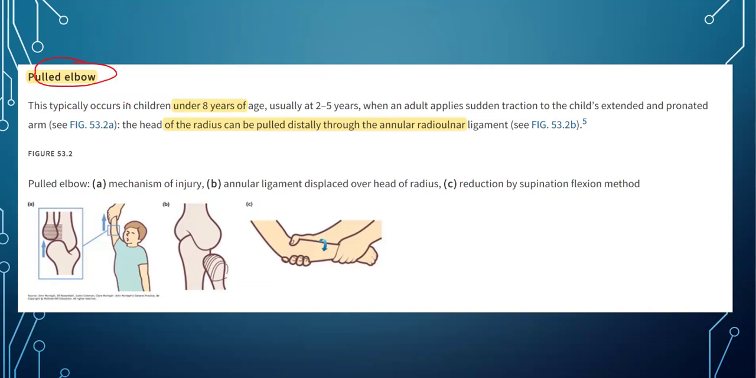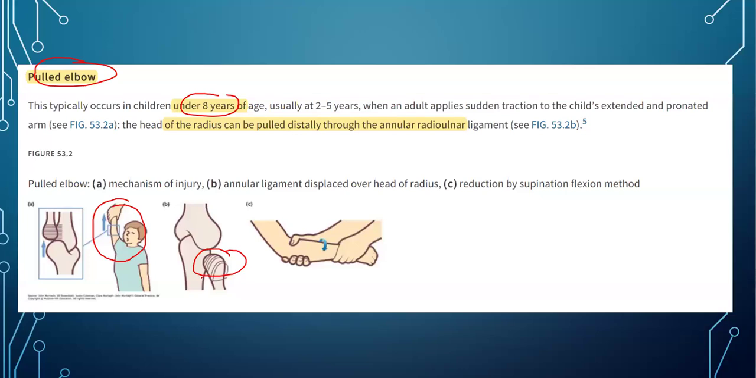First of all, pulled elbow. Pulled elbow mainly happens in children below 8 years. If you suddenly pull a child's hand at the wrist, what you are doing is actually giving a sudden traction. And when you do that, sometimes the radial head, so this is the radius, the radial head can be pulled out through the joint. So basically you are just causing a displacement of the radial head from the elbow joint, and that is what we call pulled elbow.